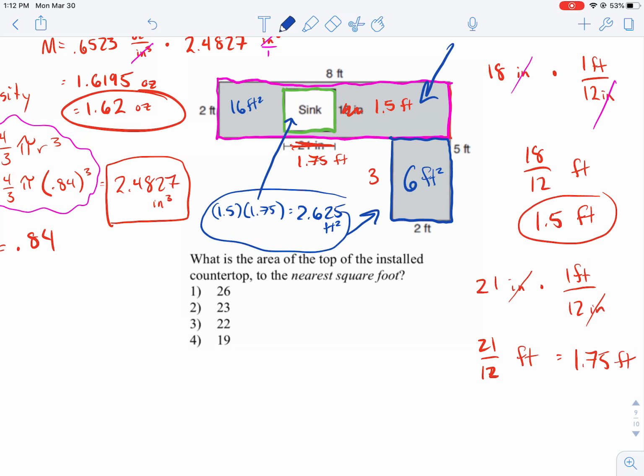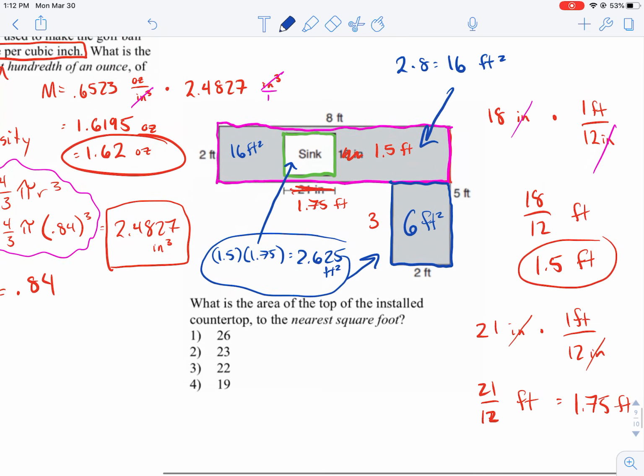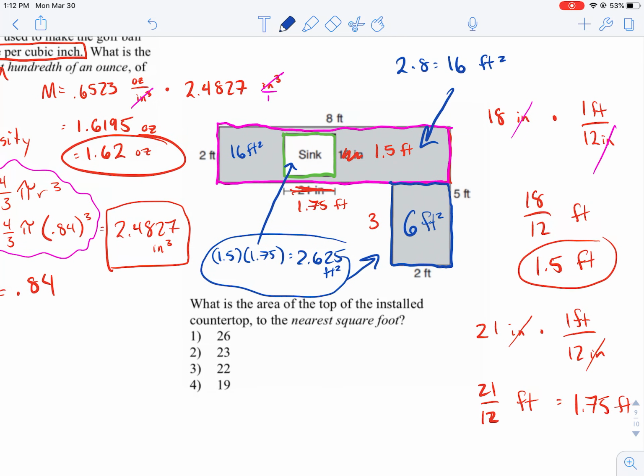Which is equal to 2.625 feet squared. Okay, that's the area of that little square. So, in order to find out what the total area of that piece is, you're going to go 16 minus 2.625.